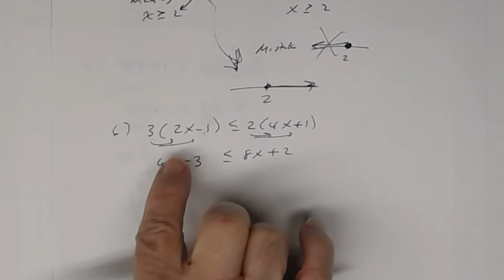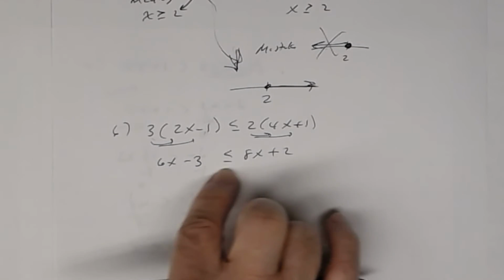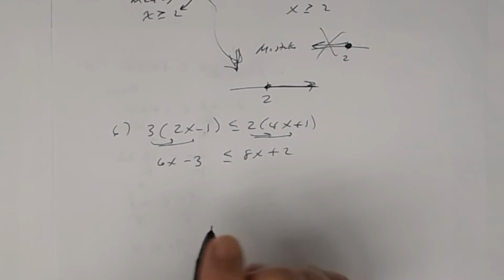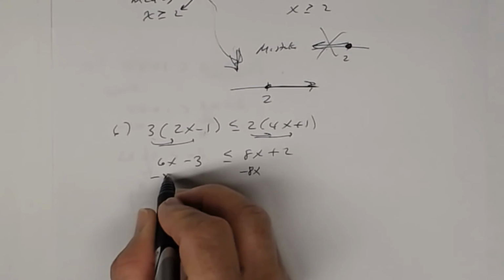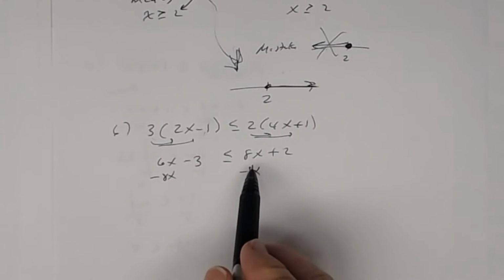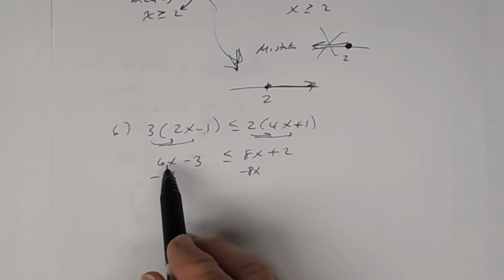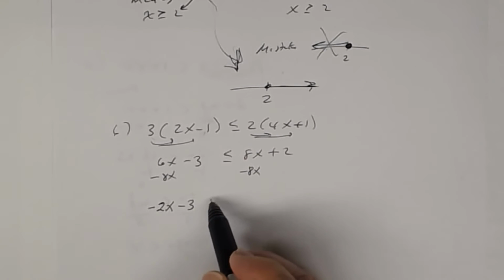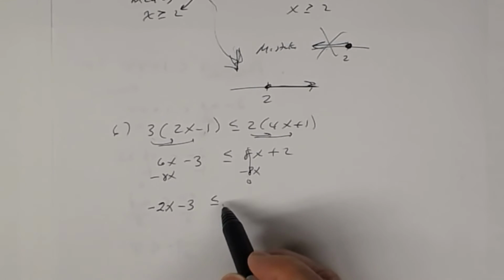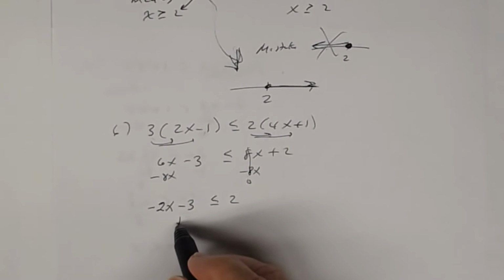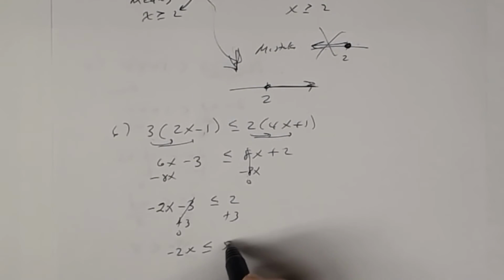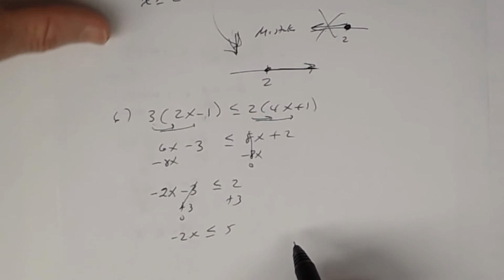Notice I have a very simple inequality here. No parentheses, no fractions. Let's go ahead and bring the variables to the left-hand side. So I'm going to go ahead and subtract 8x from both sides. And then combine like terms. Notice I have them aligned. So let's combine like terms now. 6x minus 8x is a negative 2x minus 3 is less than or equal to, this is 0. 0 plus 2 is 2. Adding 3 to both sides, combine like terms, I get negative 2x is less than or equal to 2 plus 3 is 5, right?